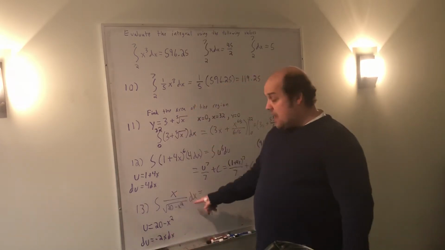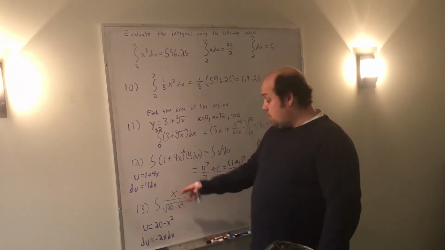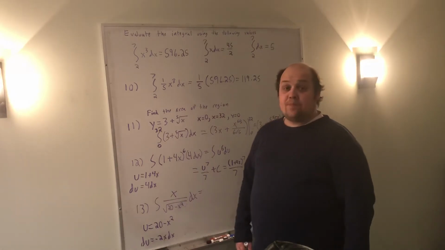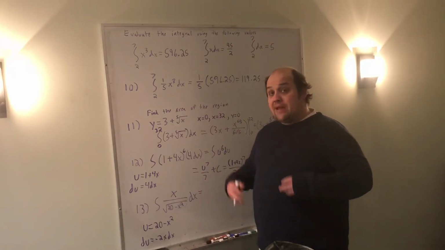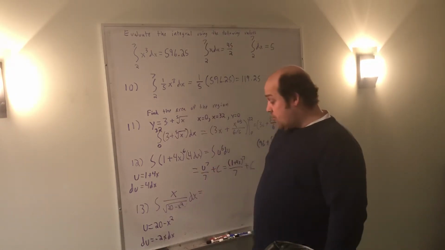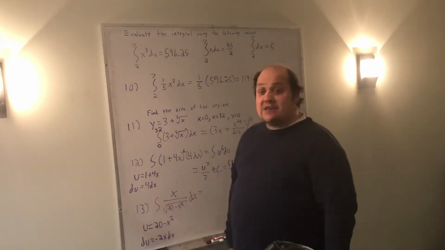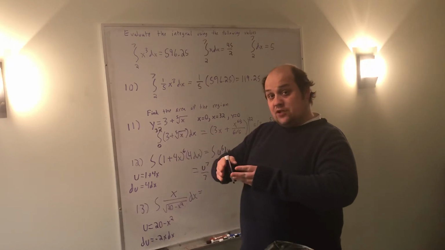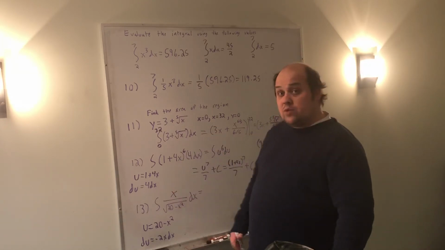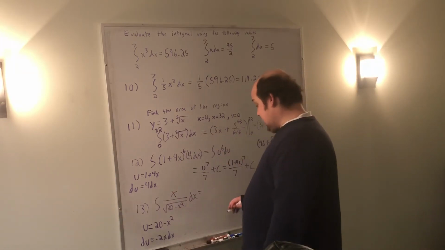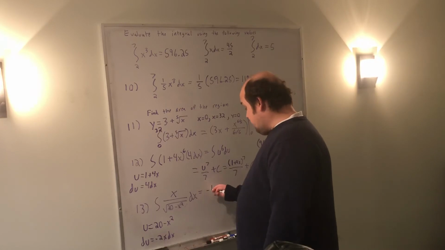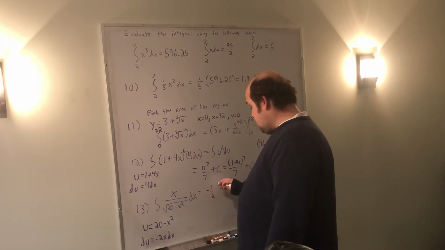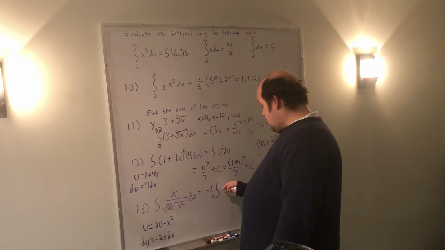I currently have x dx, so I want to multiply the inside of the equation by negative 2. In order to make sure that I mathematically hadn't changed the problem, I then have to multiply the outside by negative 1/2, because negative 1/2 times negative 2 gives me positive 1, which means I haven't really multiplied by anything. So this integral is going to become negative 1/2 the integral of u to the negative 1/2 du.